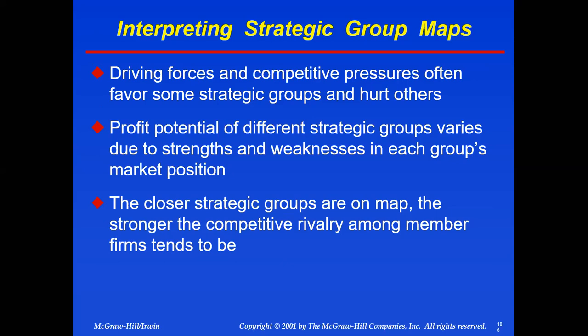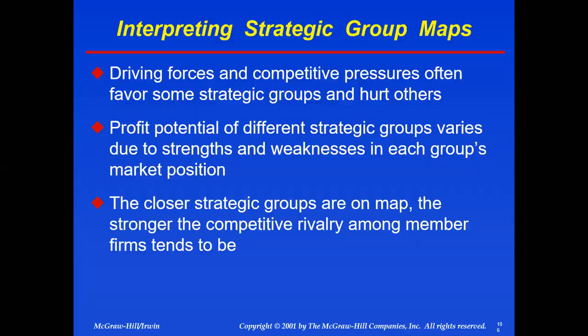I will discuss these again with you. The first one, that driving forces and competitive pressures often favor some strategic groups and hurt others. That means that the firms in one circle would have the same type of driving forces and the same type of competitive pressures as compared to the other circles. Second, the profit potential of different strategic groups varies due to strengths and weaknesses in each group's market position, as their market positioning would be different. And the closer strategic groups are on the map, the stronger the competitive rivalry among member firms tends to be.